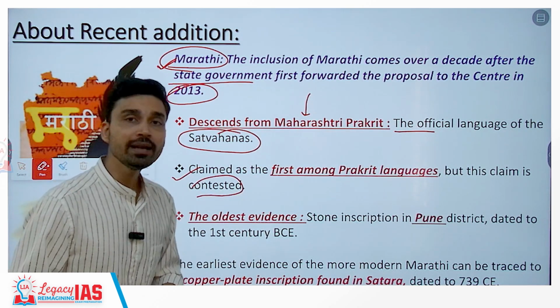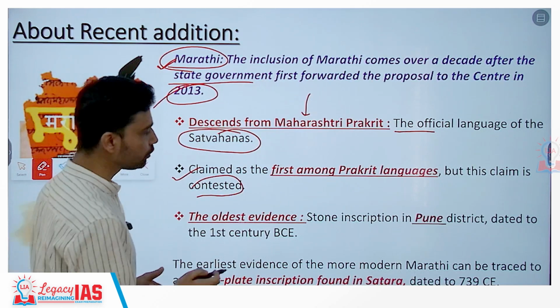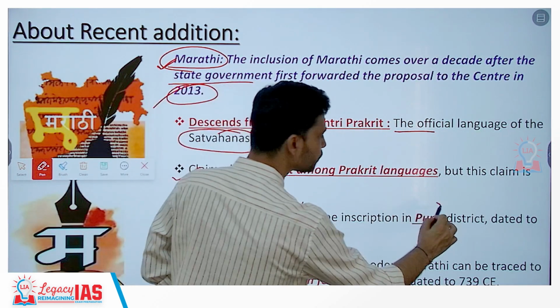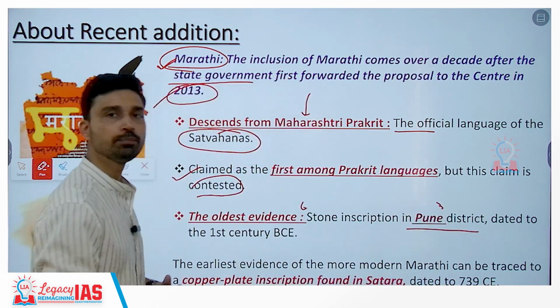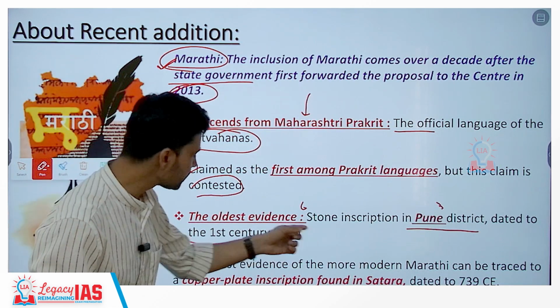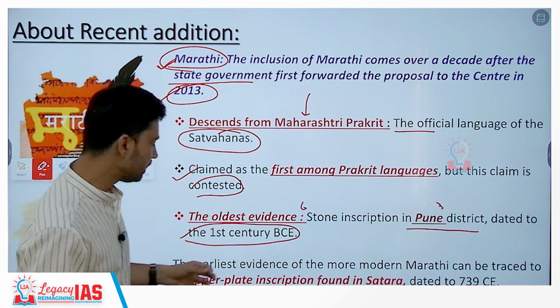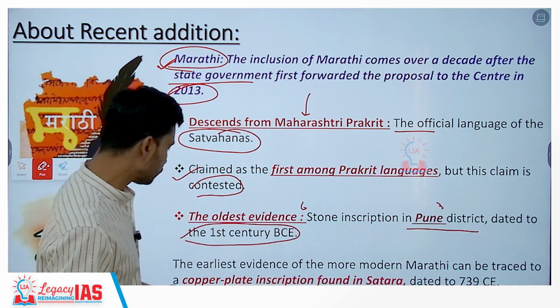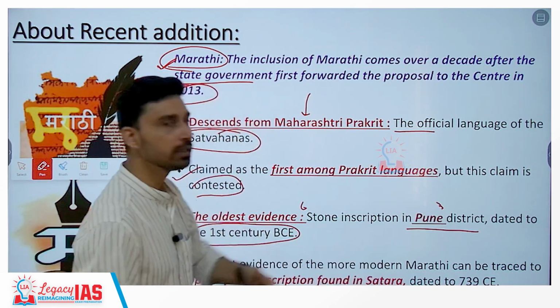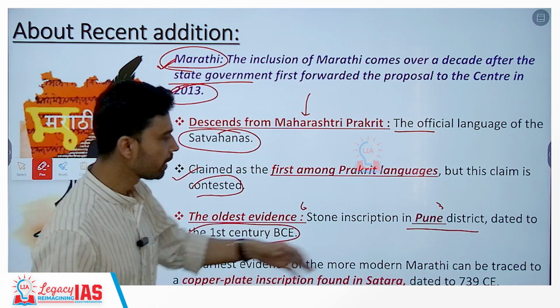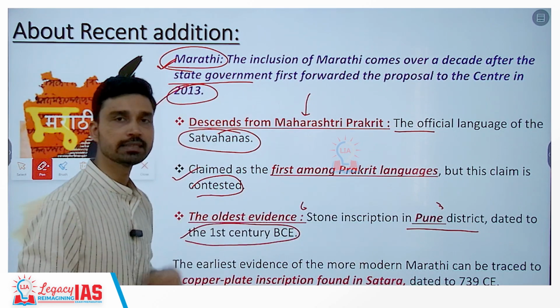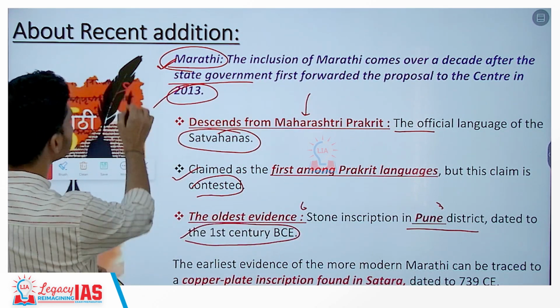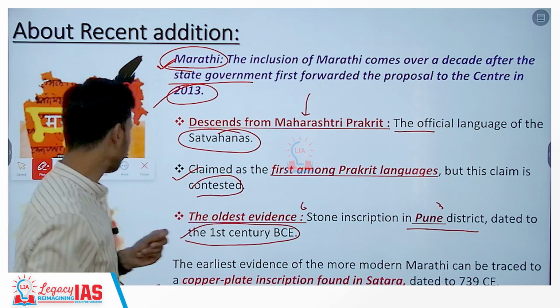Now, if you look at the oldest evidence of the Marathi language, it is from the stone inscription situated in the Pune district, dated to the 1st century BC. And the earliest evidence of the more modern Marathi we talk about can be traced to the copper plate inscription found in the Satara region of Maharashtra, dated to 739 CE. So, this is, overall, a brief history of the Marathi language.